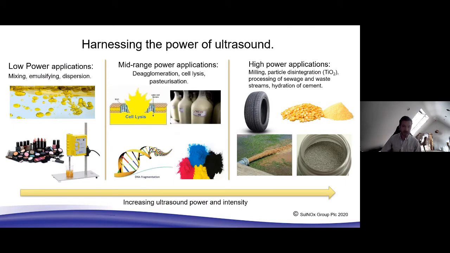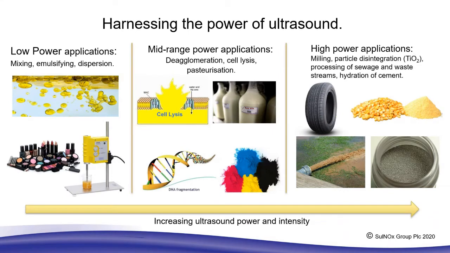But what if we could harness that power, that destructive power, and apply it in a deliberate, controlled manner? That's what we're doing with our ultrasound instruments. And it depends on the intensity that you apply it as to what effect you get. So on the left-hand side here, we're starting off at low power applications. That is mixing, emulsification, dispersions. It's used in the cosmetics industry for dispersing fragrances, colors, formulas. In chemistry, you can see here it's no coincidence that there is an oil in water emulsion that I've put there, used for making biofuels as well.